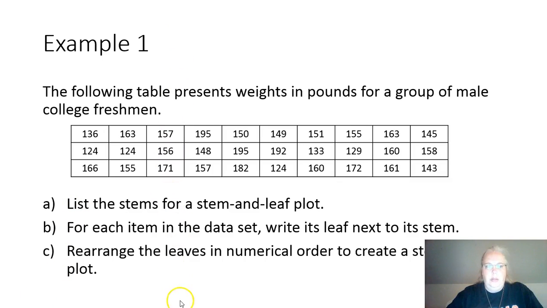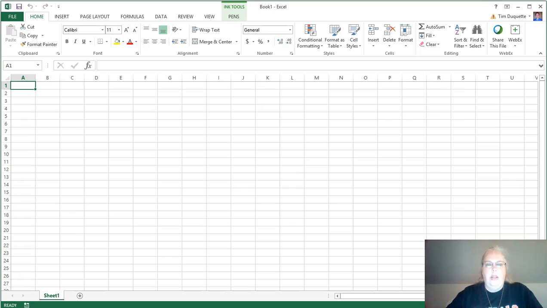Okay, let's pull up an Excel file. You don't have to do these in Excel, it just makes things look a little bit neater when you work on these. So from our data table, remember the leaves are the last number in your data points. Since all of these are in hundreds, the ones position is going to be your leaves, and a combination of the hundreds position and the tens position will be your stems.